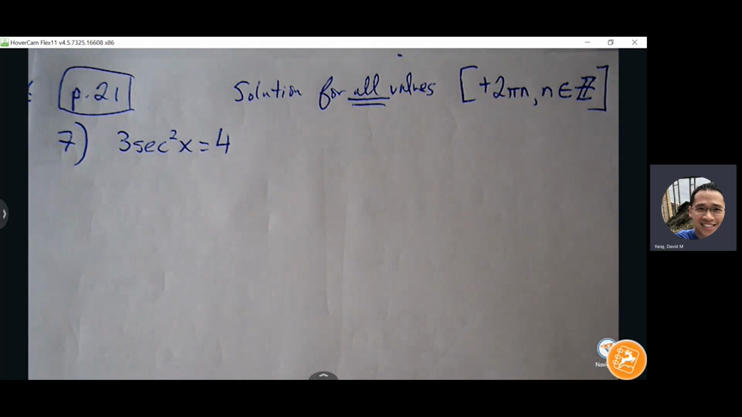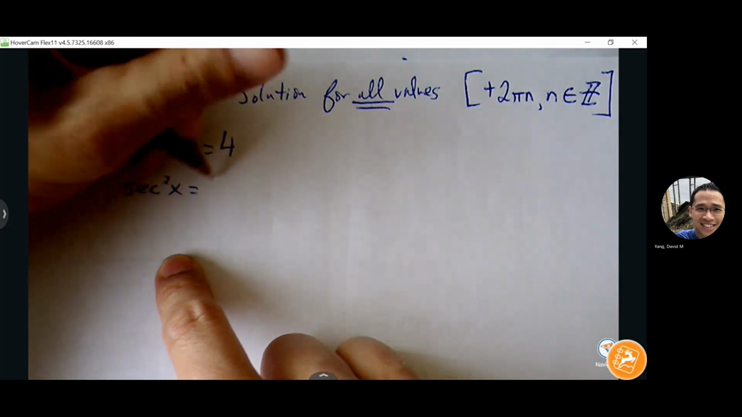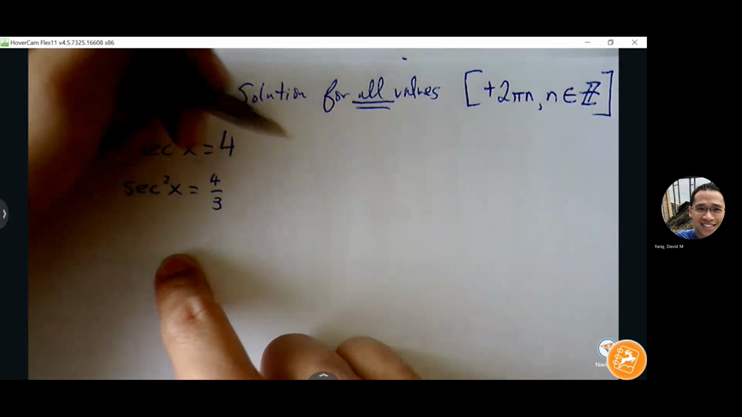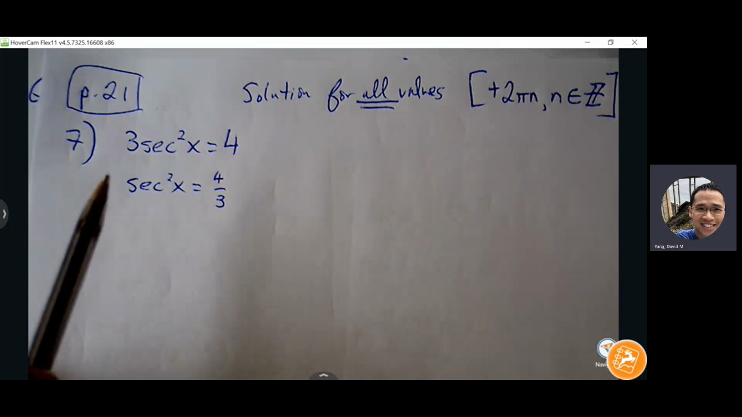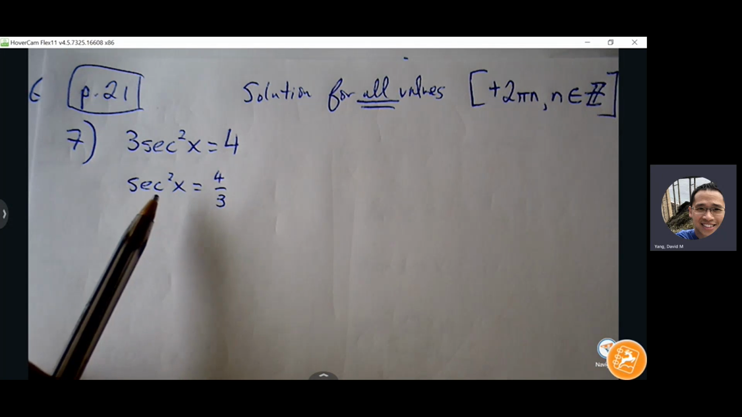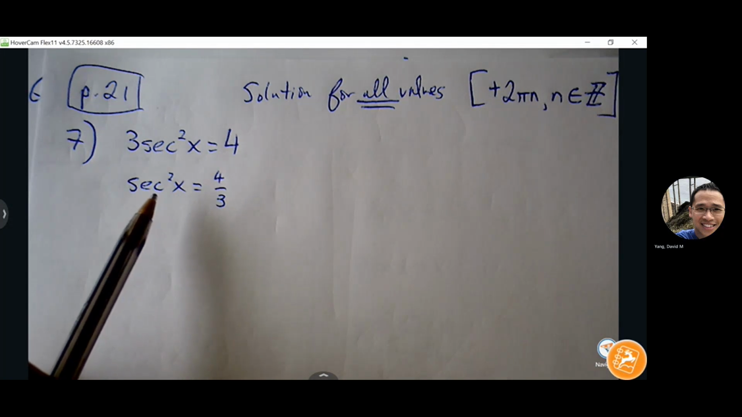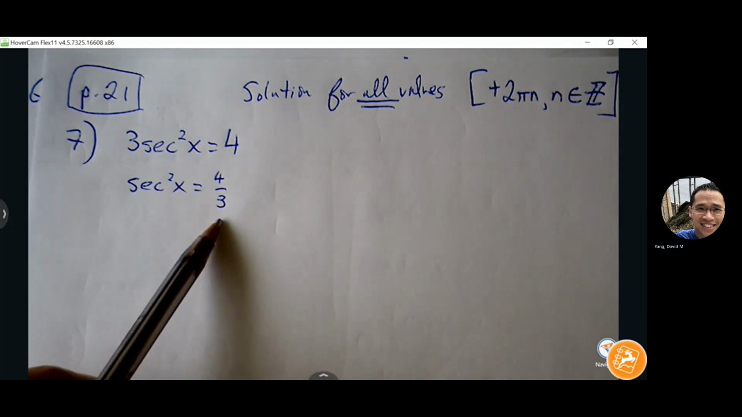There's no identity to apply here. We can just try to get that secant by itself. What's next? Yeah, but I feel like identity sometimes, in this case, will make it more complicated. Yes, so I did that. I divided by 3. What's after that?